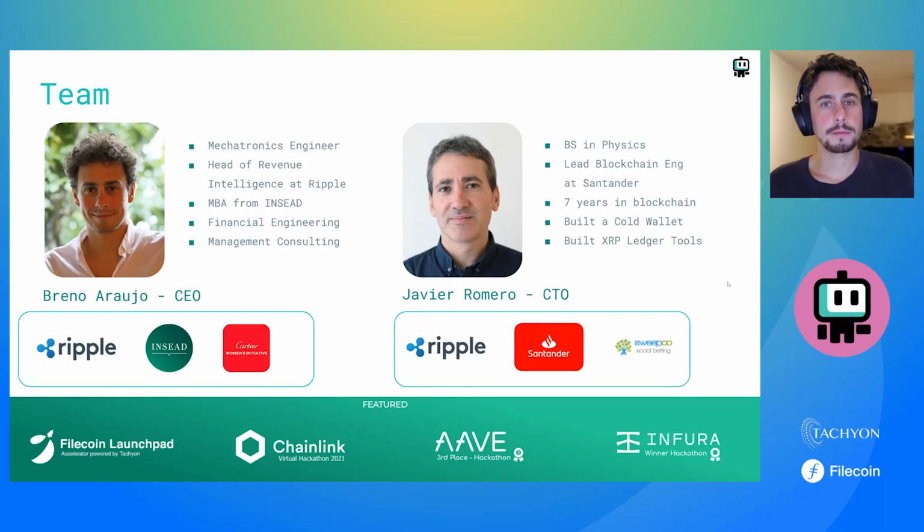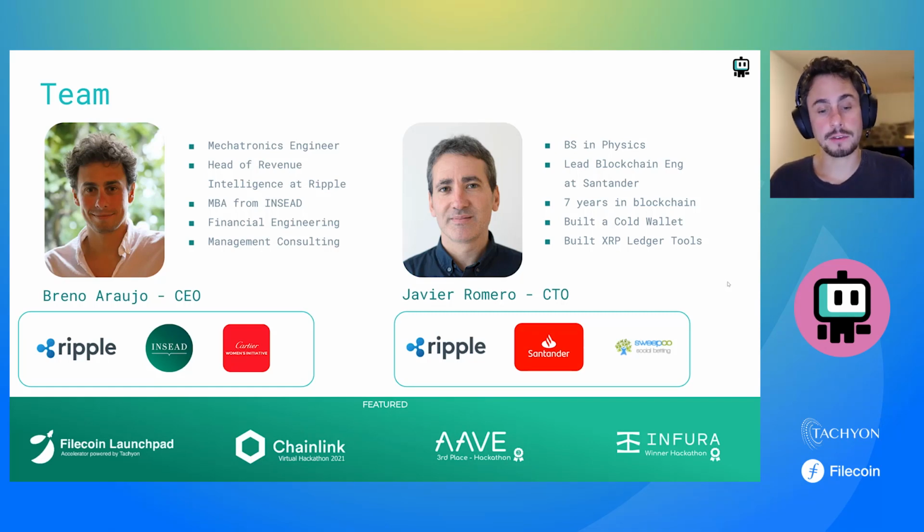My co-founder and I met at Ripple, where we worked together for over 4 years. We immediately got along because we're both obsessed with automation. As a mechatronics engineer, automation is in my DNA. My last role at Ripple was head of revenue intelligence, and my co-founder was a lead engineer working in the blockchain area, building tools for the XRP Ledger. And before Ripple, he was at Santander, where he was lead blockchain engineer, doing everything from infrastructure to front end, a full stack engineer in blockchain.